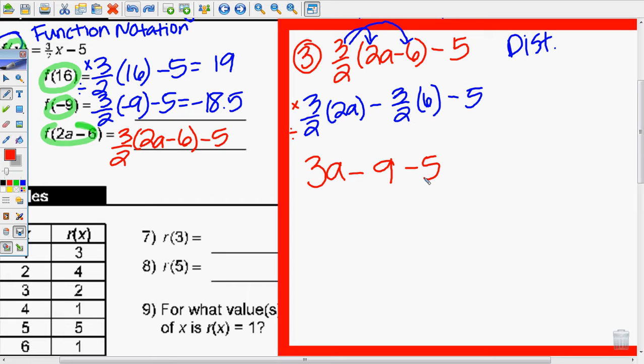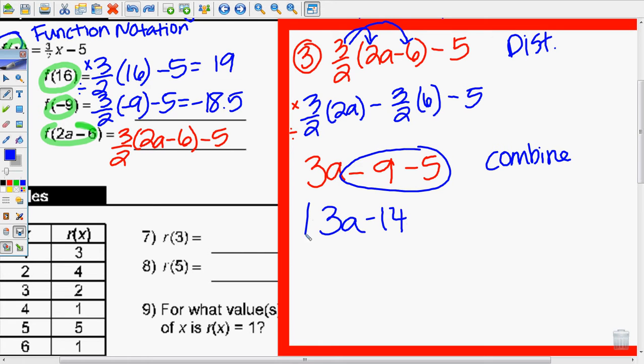Remember, adding and subtracting just simply means combine like terms. So I'm going to combine my like terms. And in this case, my like terms are the -9 and the -5. So if you owe me $9 and you're like, hey, let me get another 5. You now owe me -14. So my final answer is 3a minus 14.